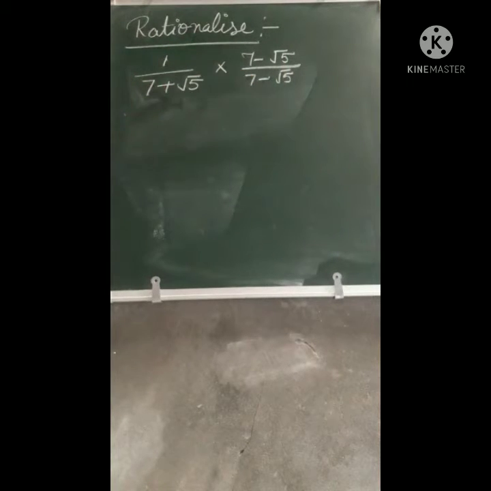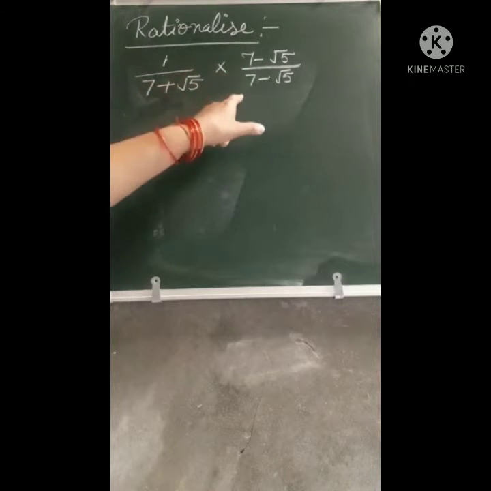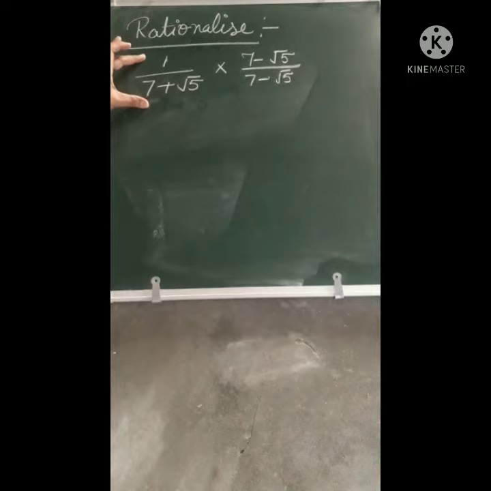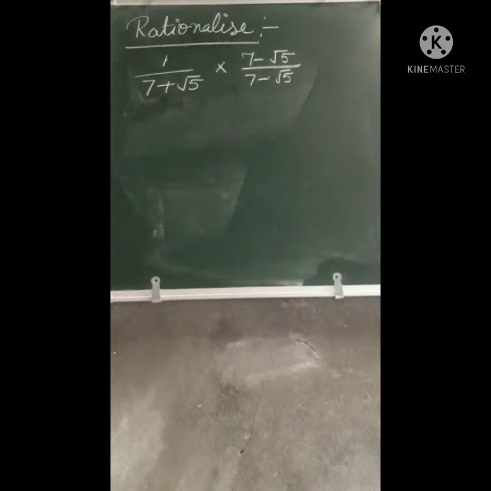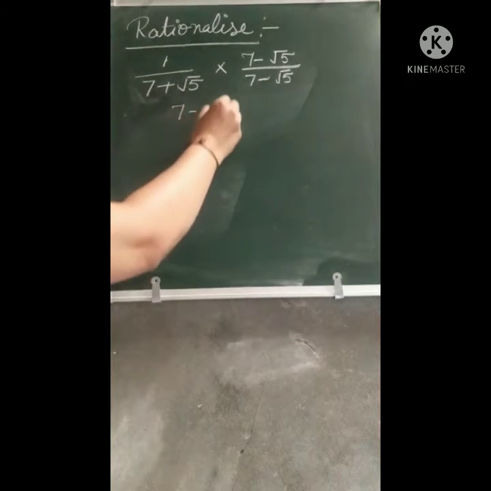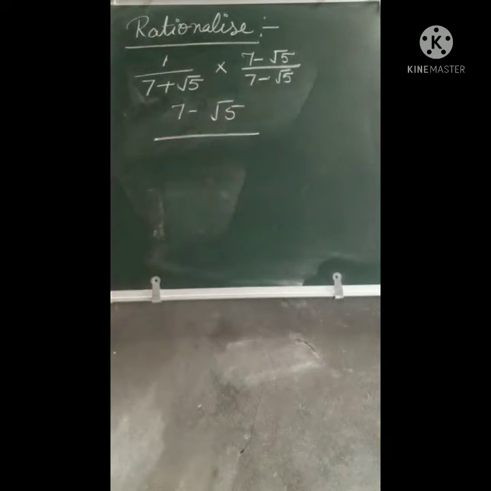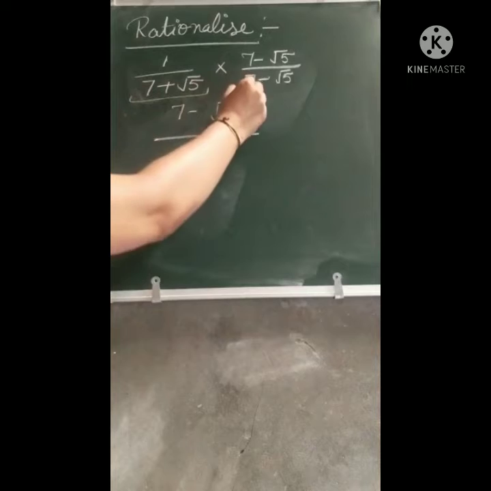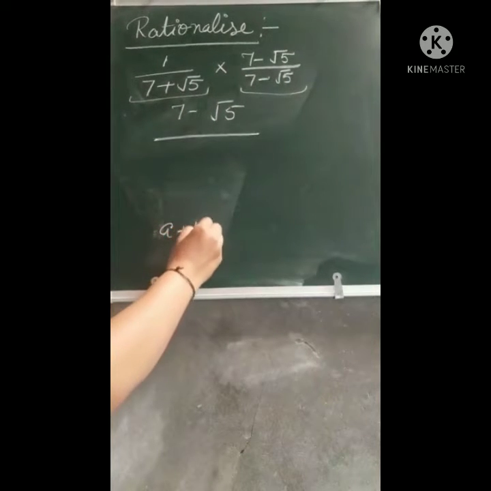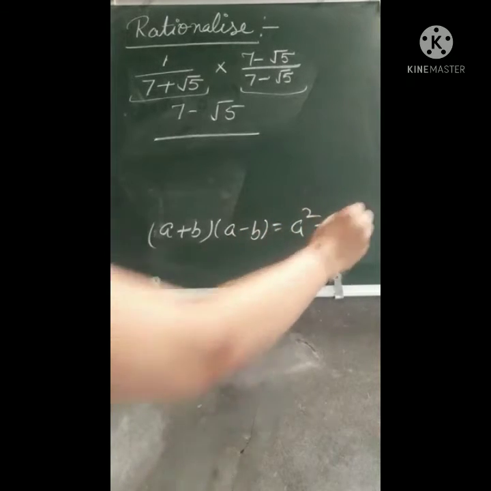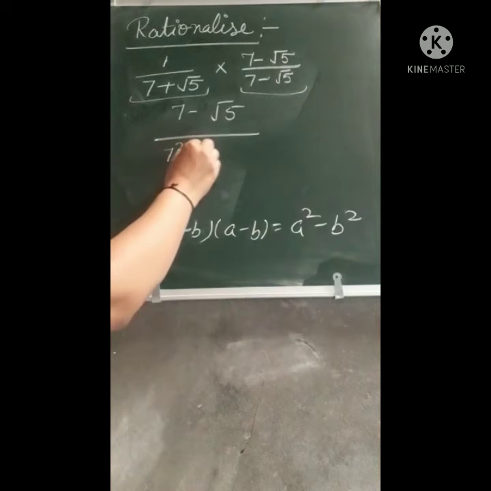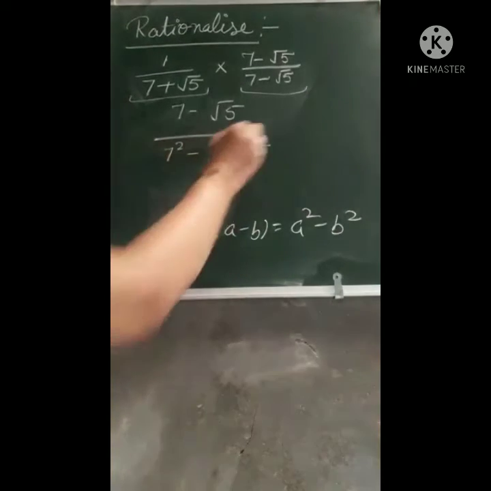Why? Because we are not going to change the sum by ourselves. Whenever we want, we can cancel this one, and the same number is still left with us. That's why we multiply by the same number. Now the numerator is multiplied by 1, so it remains the same. And the downside forms an identity, that is a plus b times a minus b equals a square minus b square. It means 7 square minus under root 5 square.